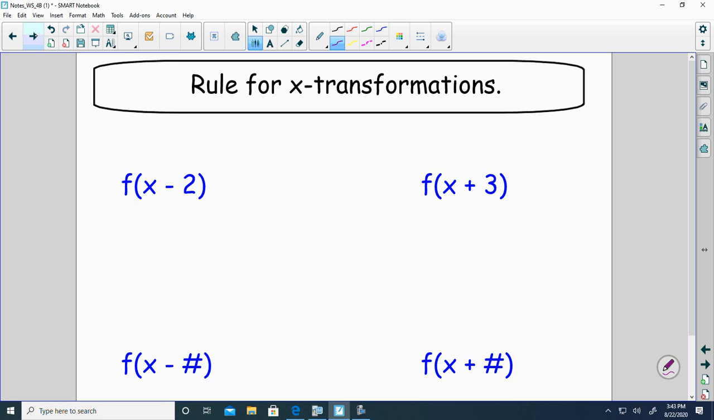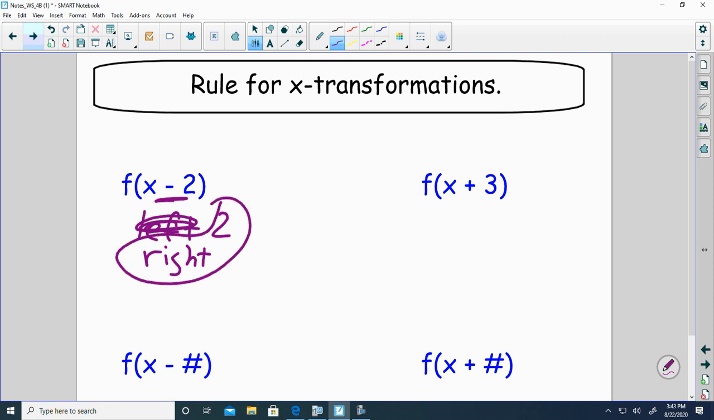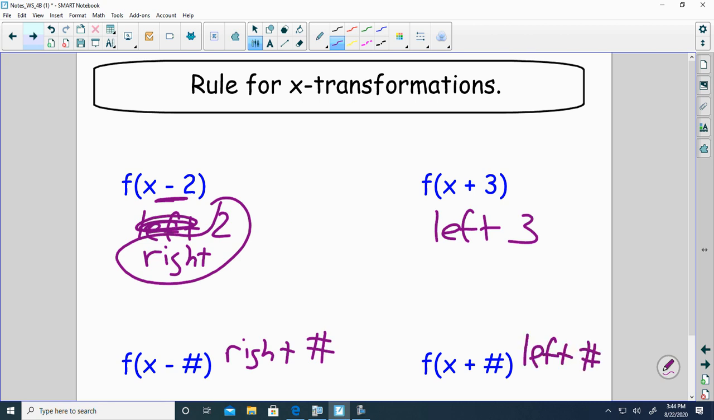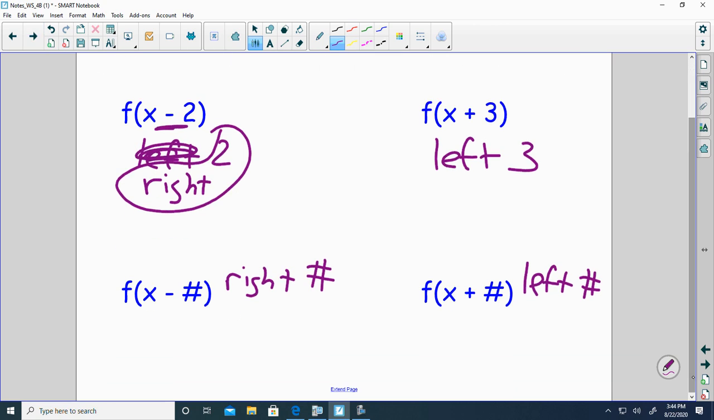Okay, rules for transformations. So this is going to go left 2. Actually, take it back. It's going to go right 2. I told you that. I made a mistake. Because it's a subtraction, it's going to move right or left. And because it's a -2, it's going to go to the right. This one is going to go to the left 3. So right, hashtag, left, hashtag. I know that as the number sign, but I know hashtag is the cooler way of saying that these days.